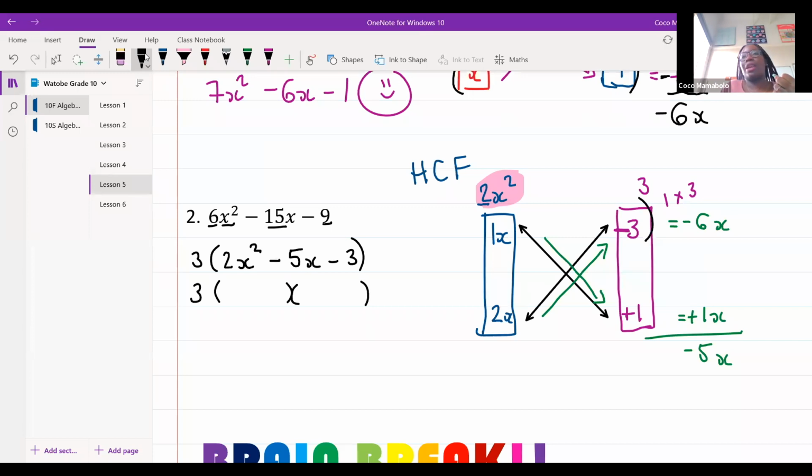Okay, so I know that my brackets, that's how I'm going to put my brackets in here. I'm going to put 1x minus 3, or I can just say x minus 3. I don't really need the 1, and 2x plus 1. Okay, and that is my answer. All right, it's a lot of work, guys.